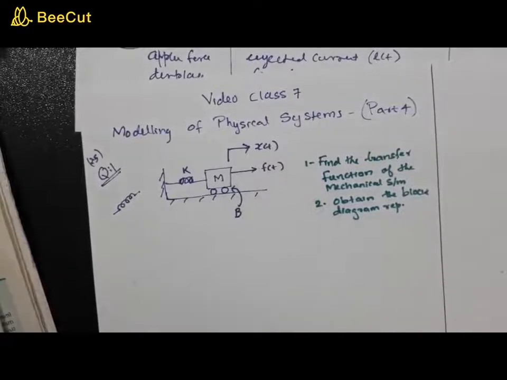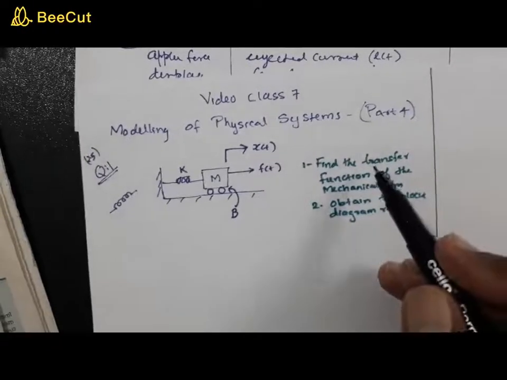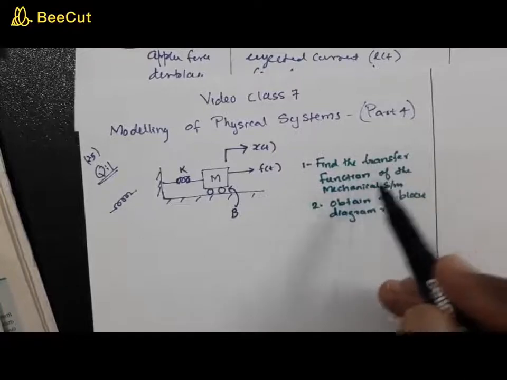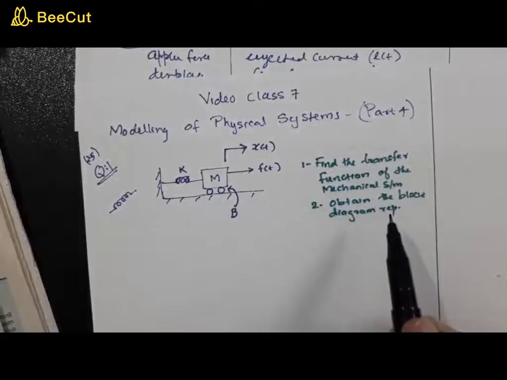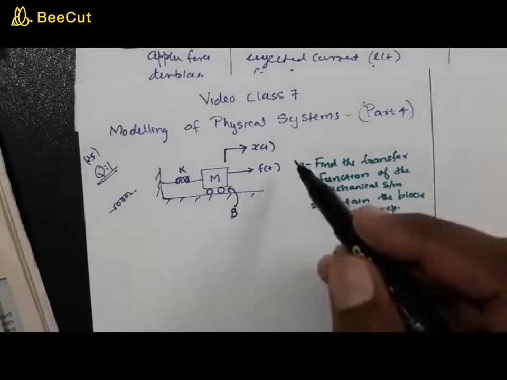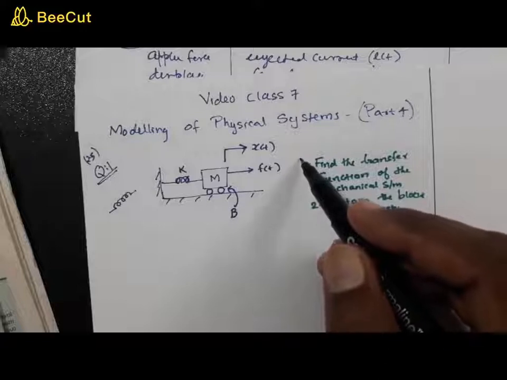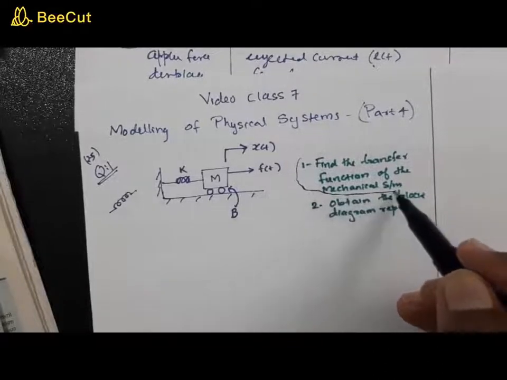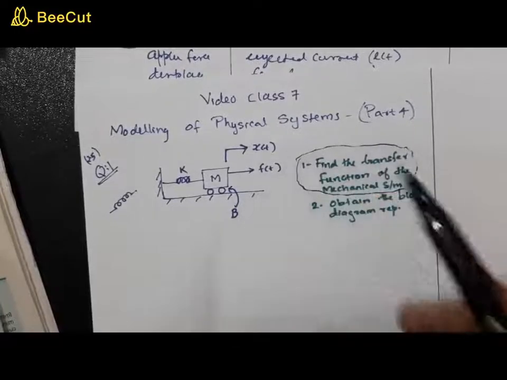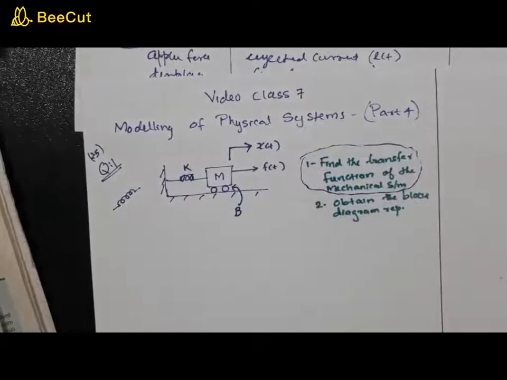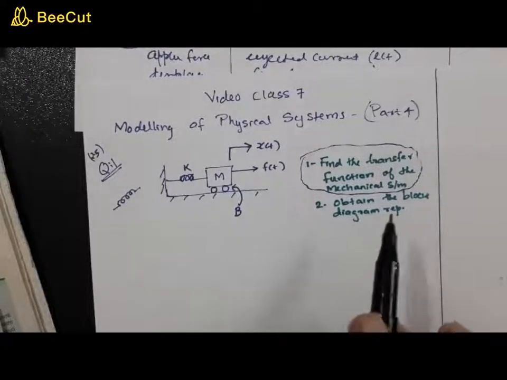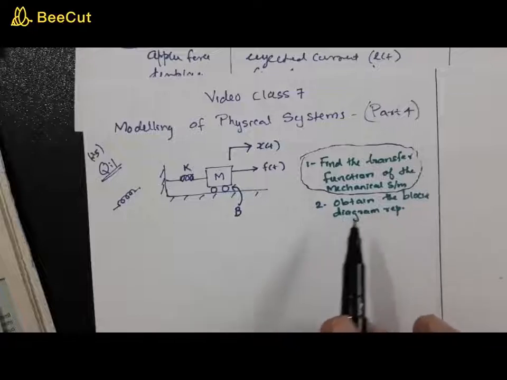Now, let's see the question. Find the transfer function of the mechanical system, and the second part is to obtain the block diagram representation. You must understand this. Finding the transfer function is usually asked in the exam, but obtaining the block diagram is not regularly asked in your exams. But it's nice to understand how to obtain the block diagram.